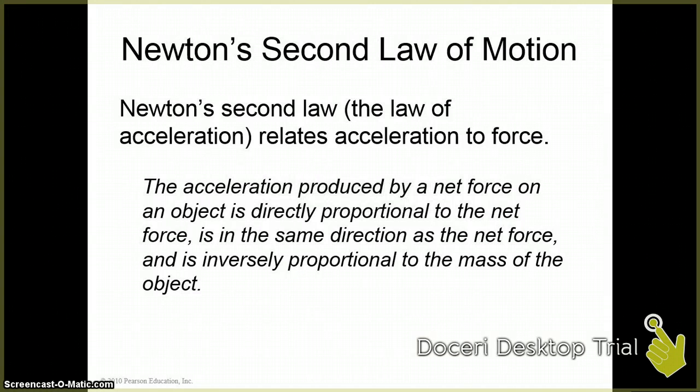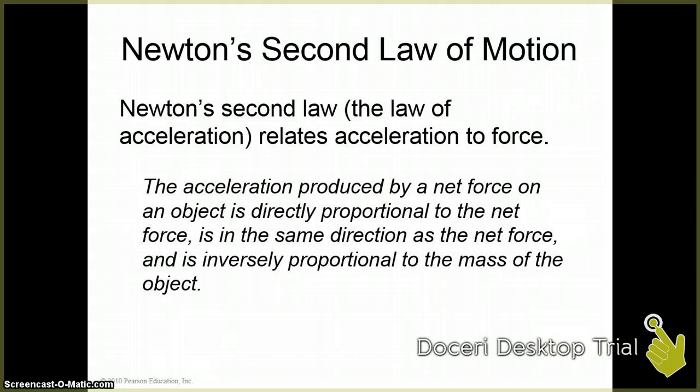The second law relates acceleration to force, and here it is. The acceleration produced by a net force on an object is directly proportional to the net force, is in the same direction as the net force, and is inversely proportional to the mass of the object. Now, what the heck does that mean? Let's break that down a little bit. There are three key parts to the second law of motion.